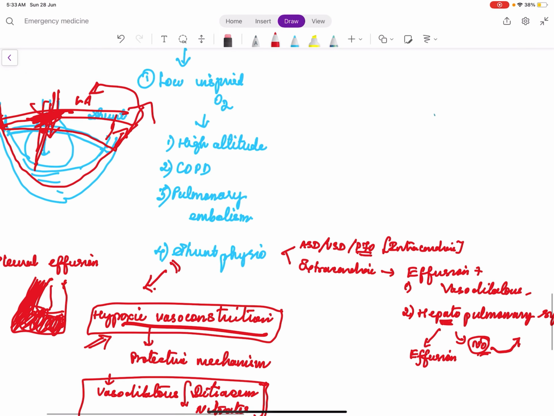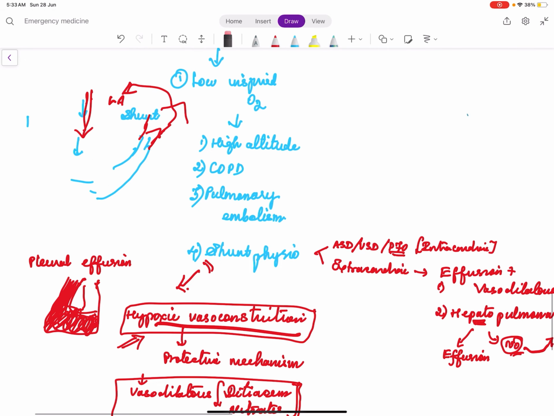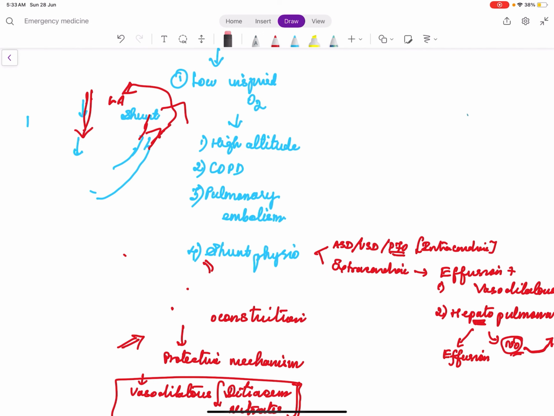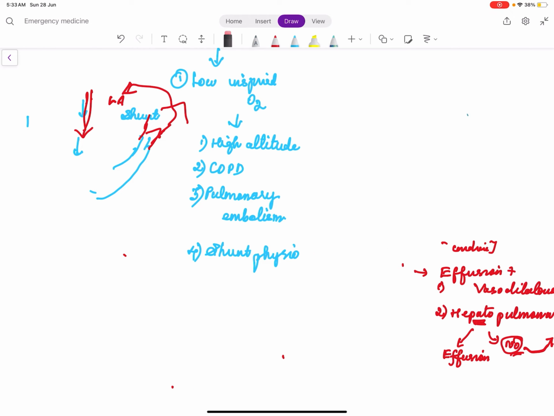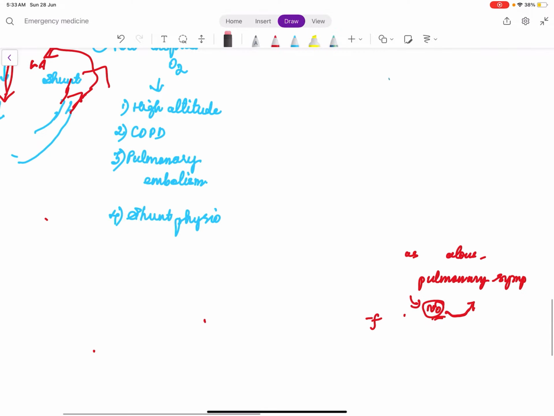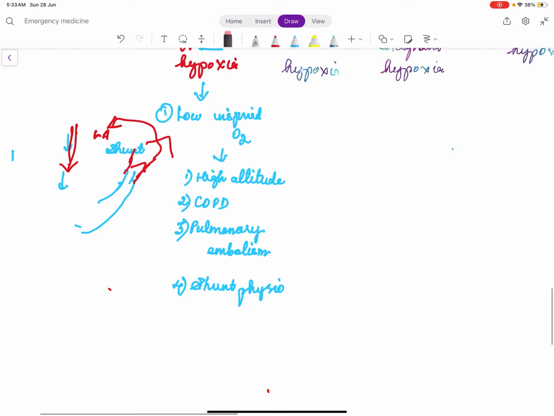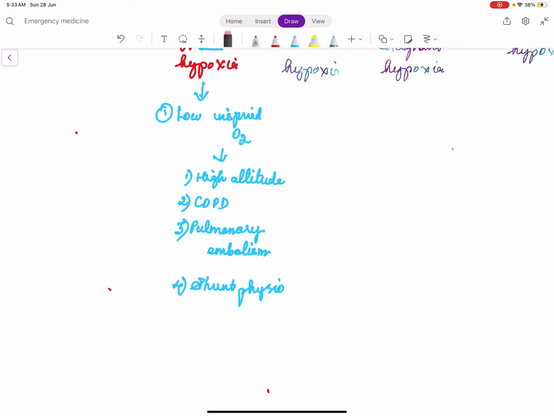Okay, I'll just erase these things. What you have to know is that there is something called shunt physiology. It is not just theoretical, we can see it practically also. Where we see it practically is, as I already told, the patient with heart failure and effusion, we are giving oxygen, their saturation doesn't improve, we have tried every best mechanism, it could be shunt. Okay.